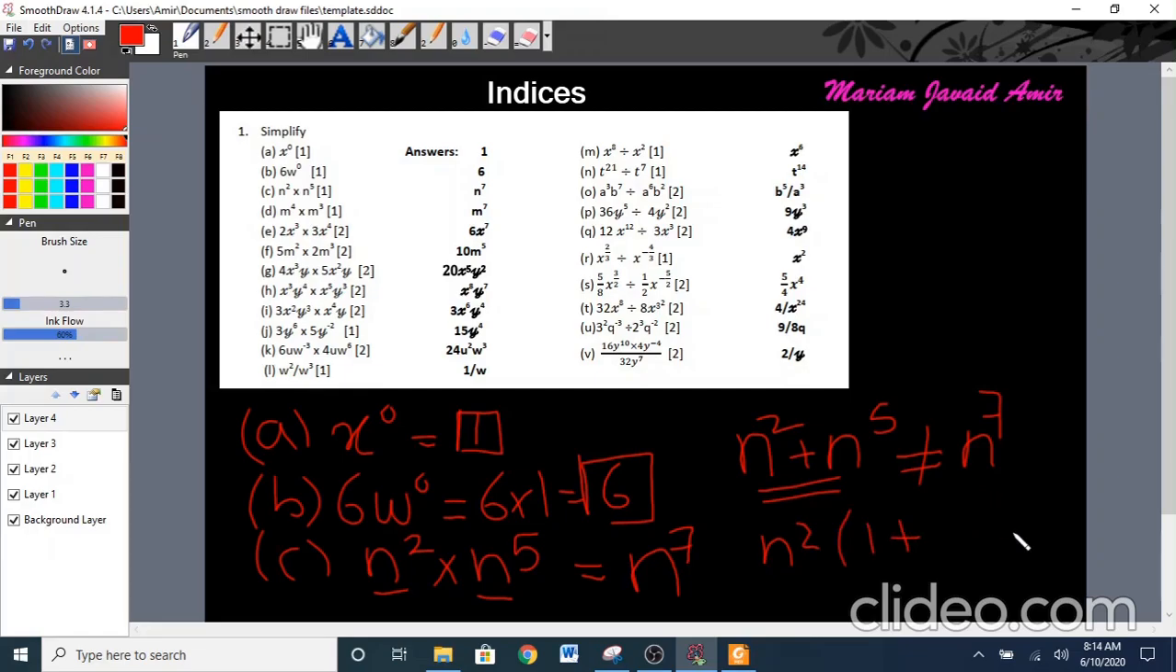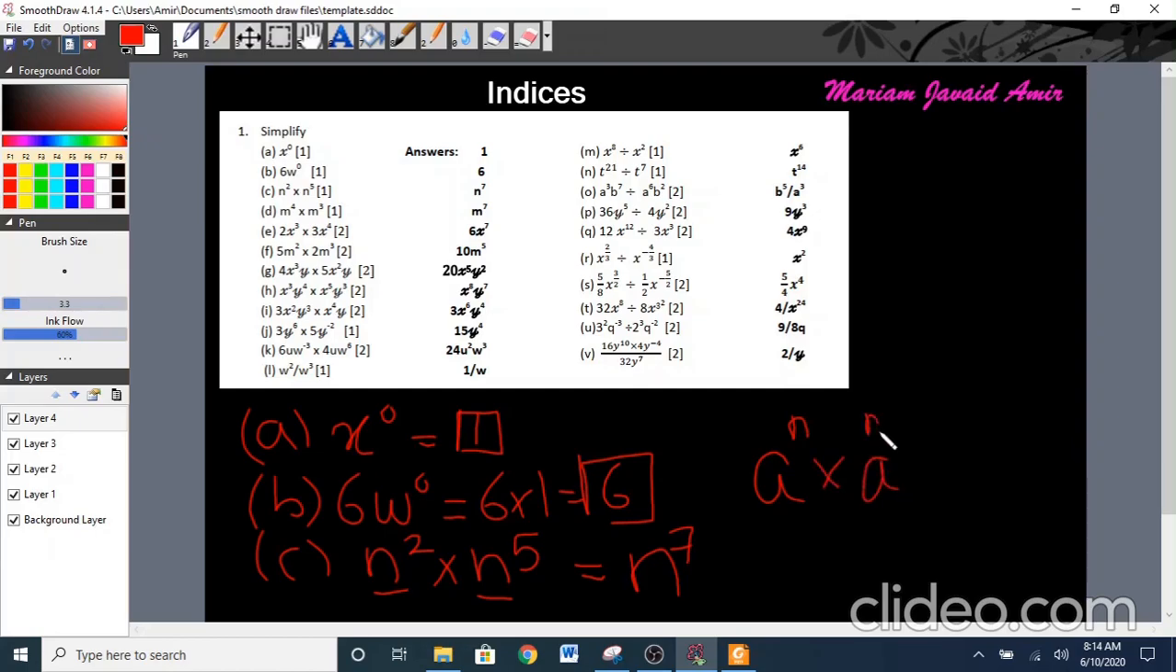So keep this formula in mind. a power n, let's say, times a power m. Bases are the same, then the powers get added and we get a power n plus m.